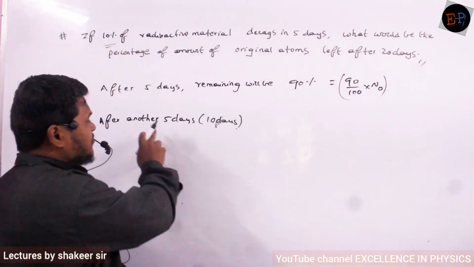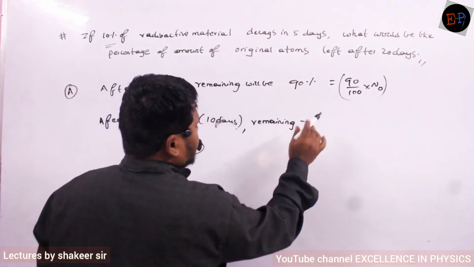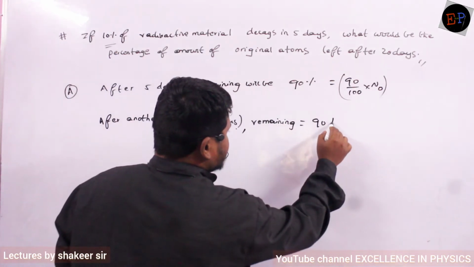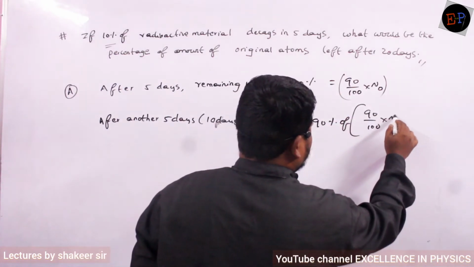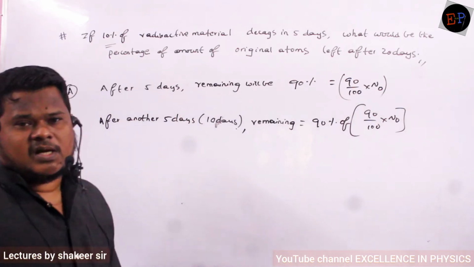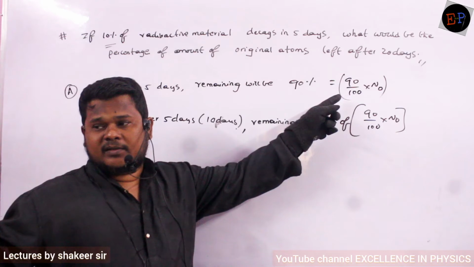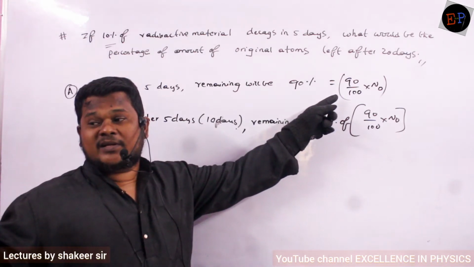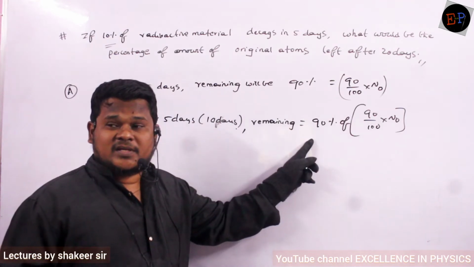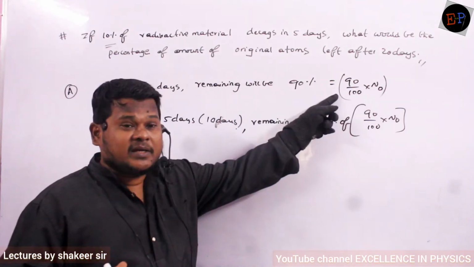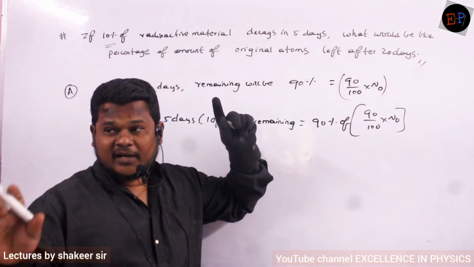Okay. So after another 5 days, again what will be the remaining number of atoms? 90% of this value. 90 by 100 multiplied by n naught. That's all. After another 5 days, another 10% of the remaining atoms have disintegrated. 10% disintegrated. Remaining will be how much? 90%. 90% of what? Remaining atoms. 90% of 90%. Those are the remaining atoms.